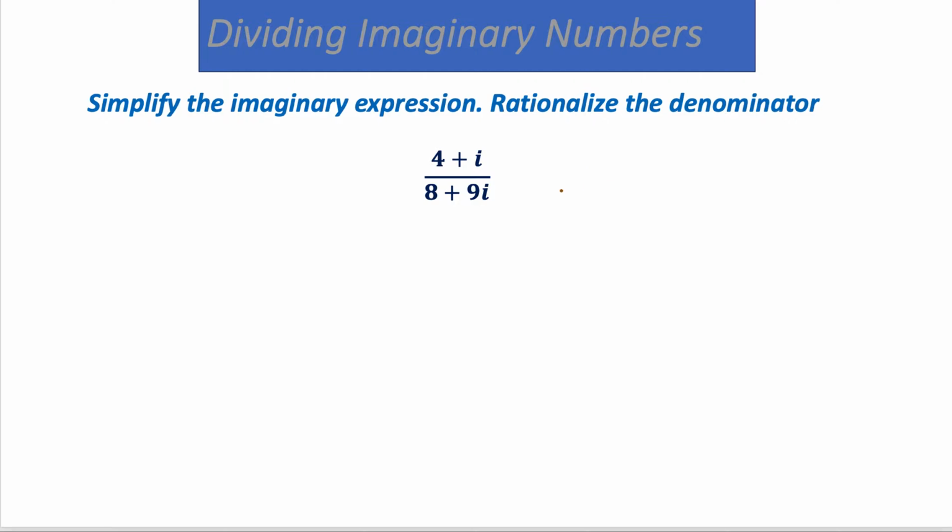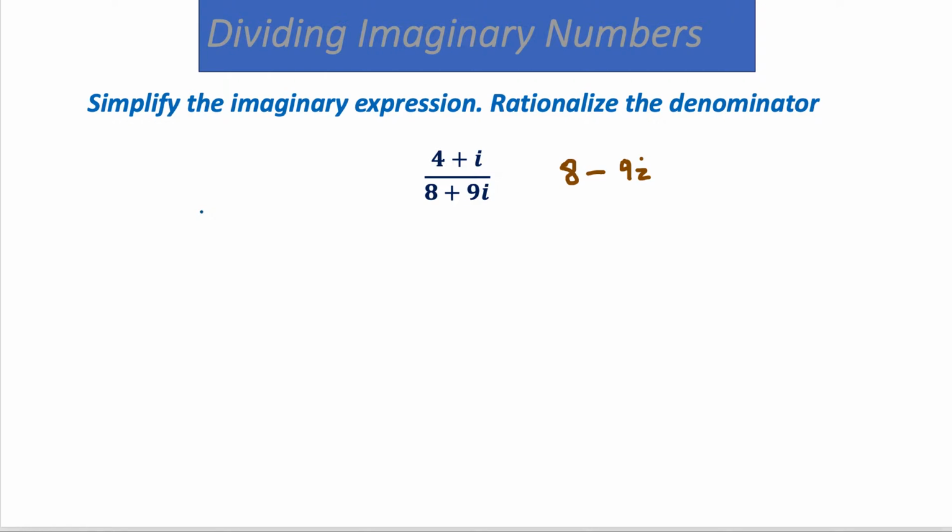So first of all, we are looking here, what is the conjugate complex number of 8 plus 9i? And we already know the conjugate complex number of 8 plus 9i is 8 minus 9i. So now we are going to multiply the denominator and numerator by 8 minus 9i.